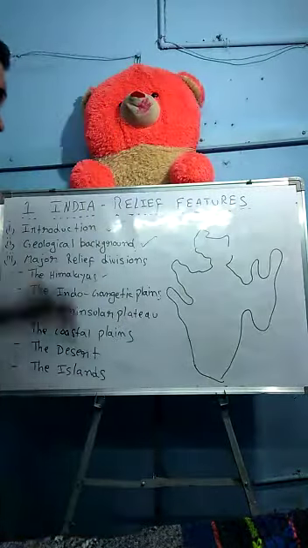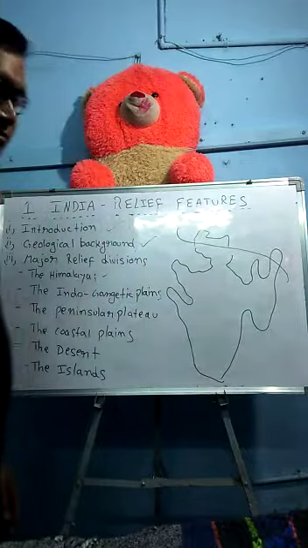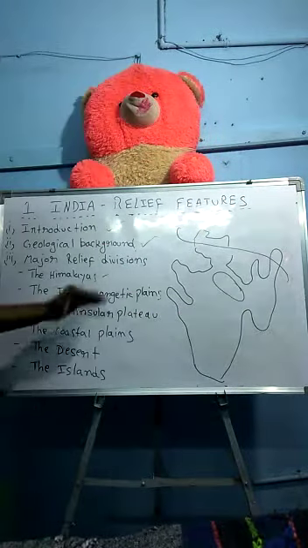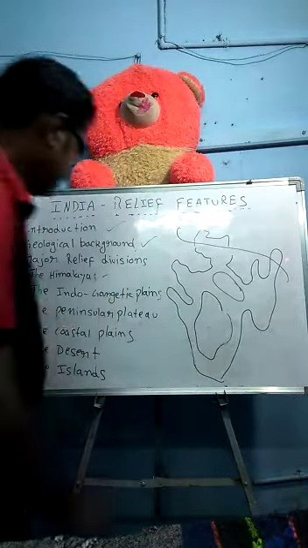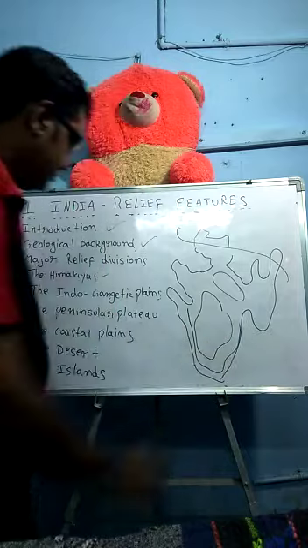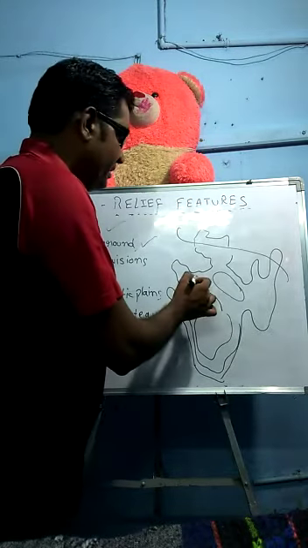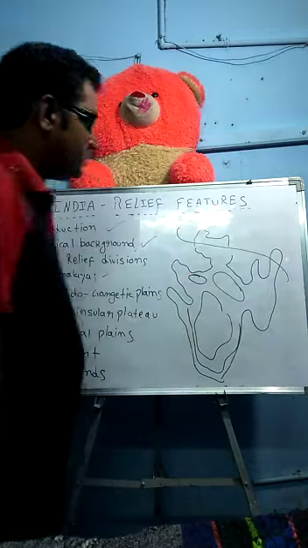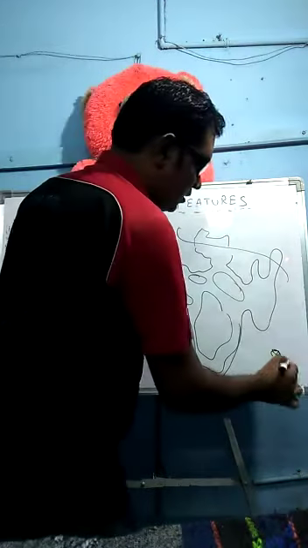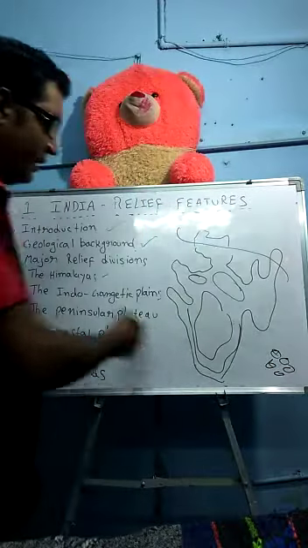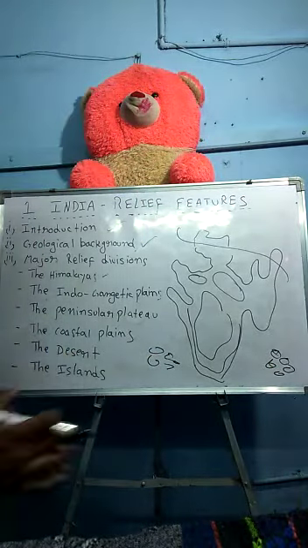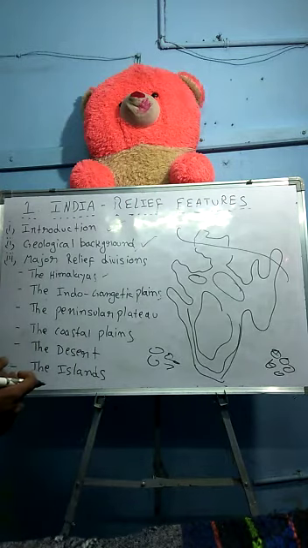Major divisions. First, the Himalayas are located here. Next, the Indo-Gangetic Plain, here. Next, the Peninsular Plateau, here. Next, the coastal lines between the sea and the land, at this location. Next, the desert. The big desert in India is the Thar Desert, located in Rajasthan. Next, islands. In the Bay of Bengal, the Andaman and Nicobar Islands, and in the Arabian Sea, the Lakshadweep Islands. These are the major relief divisions of India.